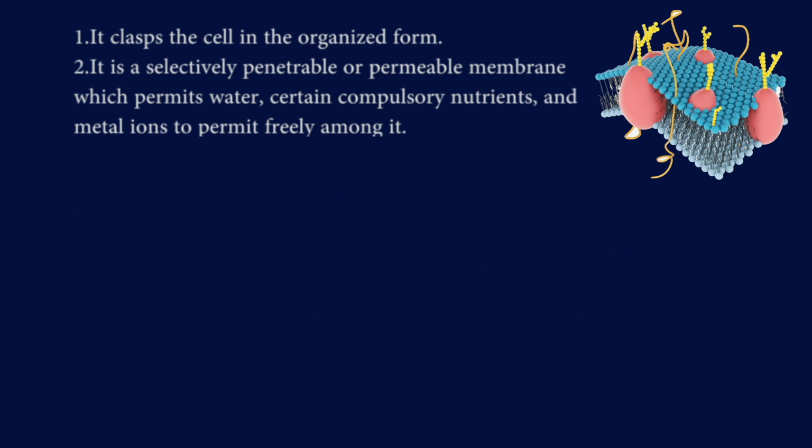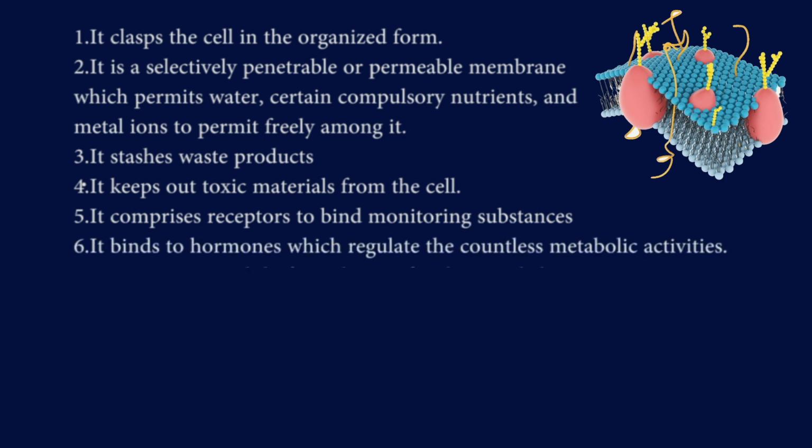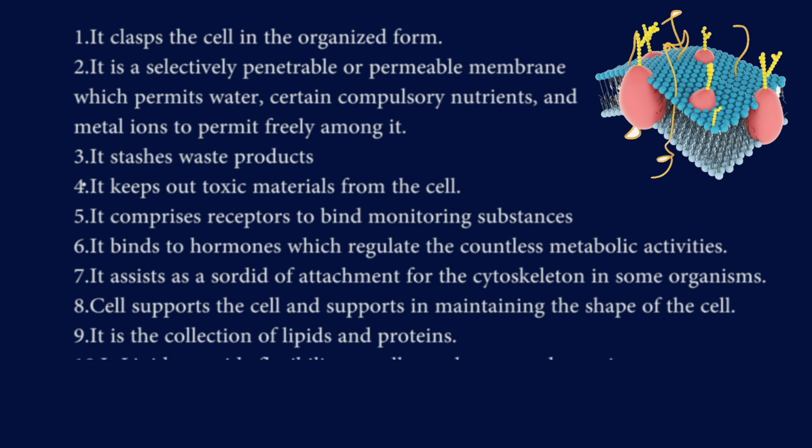1. It holds the cell together in organized form. 2. It is a selectively permeable membrane which permits water, certain compulsory nutrients, and metal ions to pass freely through it. 3. It attaches waste products. 4. It keeps out toxic materials from the cell. 5. It comprises receptors to bind monitoring substances.